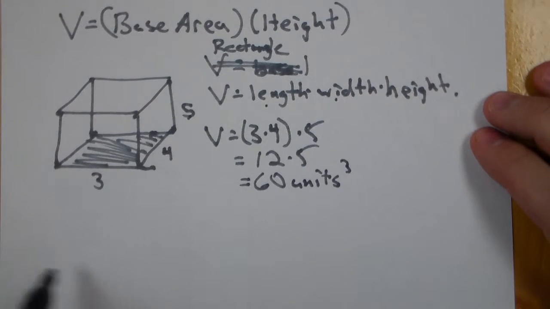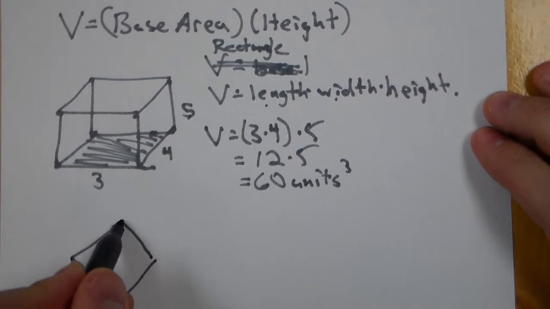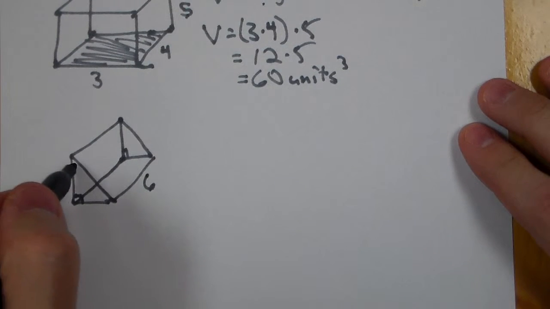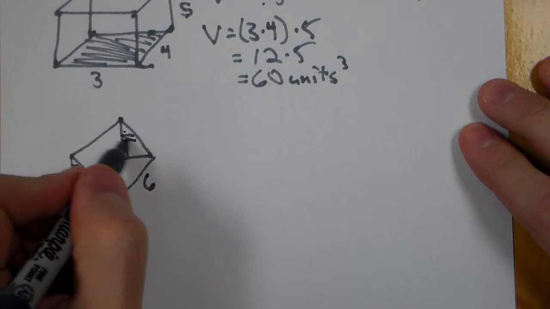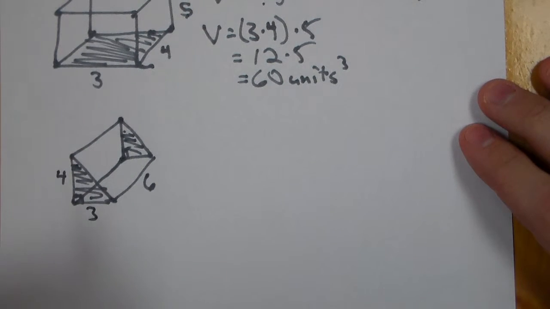Now, if we had a triangular prism, let's draw it like this. And let's say it's a right triangle. Now this one, I'm going to make my height 6, and then my base is actually these two parts. They're the congruent bases. And let's go 4 and 3.